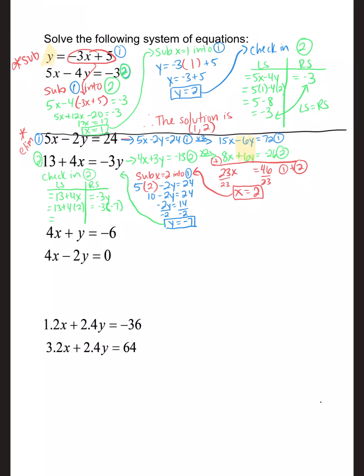So 4 times 2 is 8, plus 13 is 21, and a negative 3 times a negative 7 is also a positive 21. So we can say the left side equals the right side. So therefore, the solution is 2, negative 7, making sure that our x comes first and then our y.